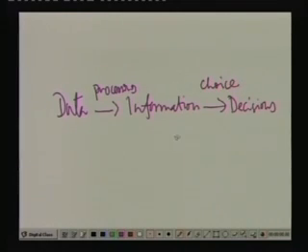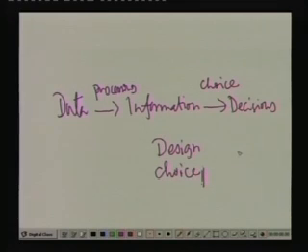So the information will actually do three things: design, choice, and the decisions. So not only the design of the various strategic decisions, but finally the choice of the decision as well. Okay. So if these are my components, after processing the data we get information, and after information we have to go through the design and the choice process.